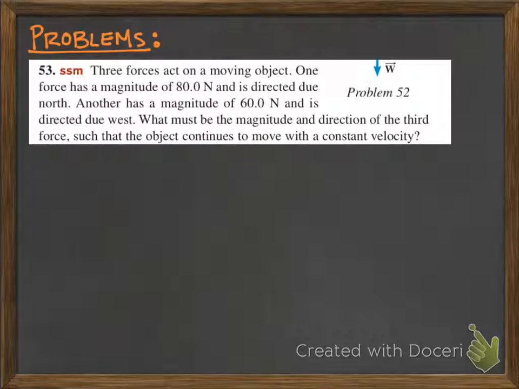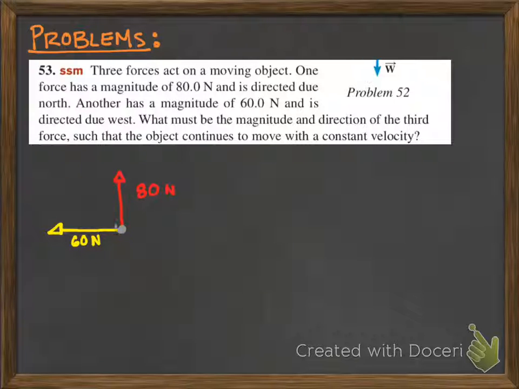Okay, so starting with some problems. This problem states 3 forces act on a moving object. One force has a magnitude of 80 newtons and is directed due north. Another has a magnitude of 60 newtons and is directed due west. What must be the magnitude and direction of the third force such that the object continues to move with constant velocity?